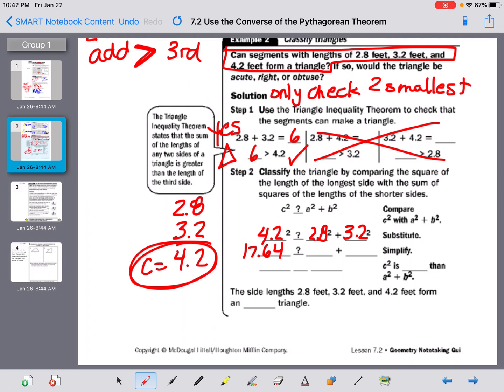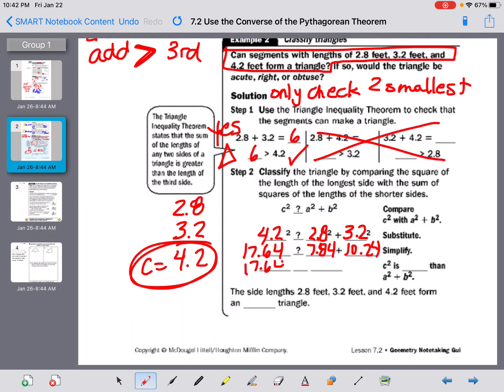17.64. 2.8 squared, 7.84. 3.2 squared, 10.2. Something's off on that one, isn't it? That is not 10.2. I just forgot to write the last number. 3.2 squared. How about 10.24? I just dropped my number. Okay.